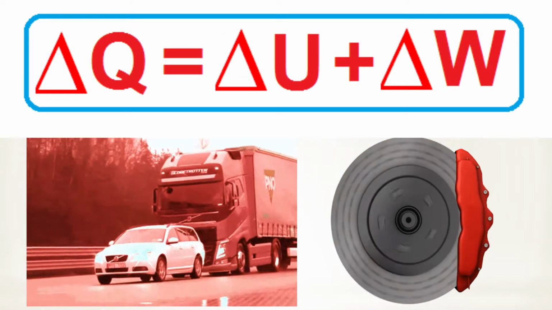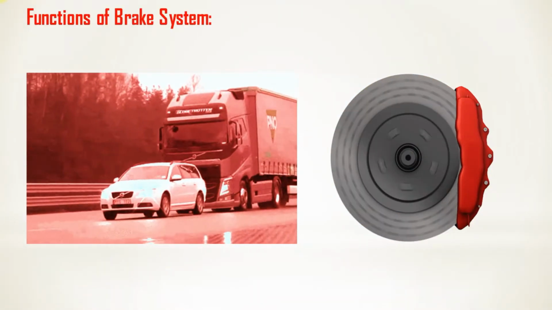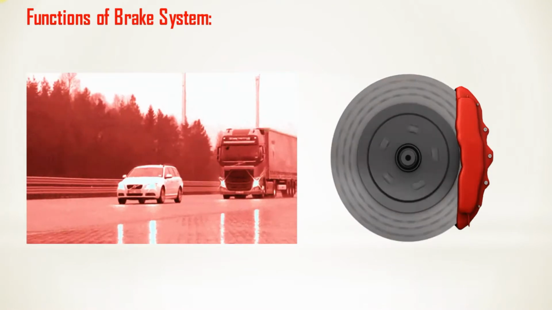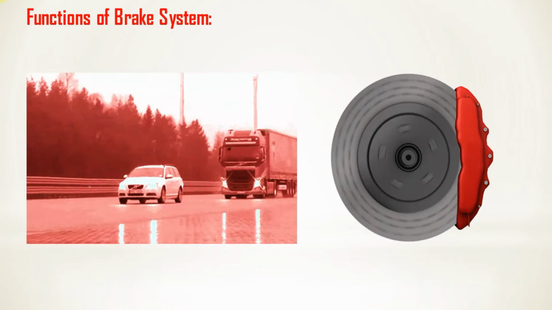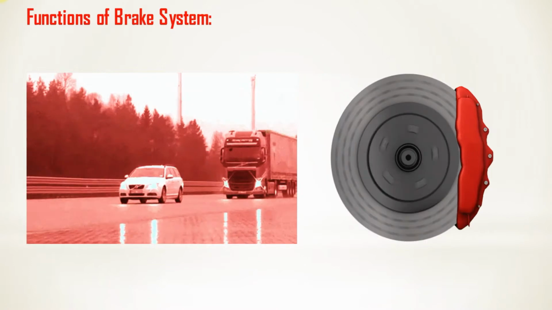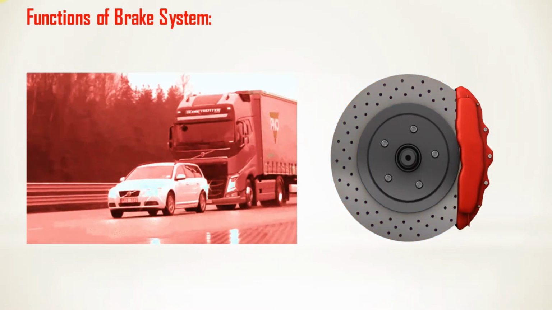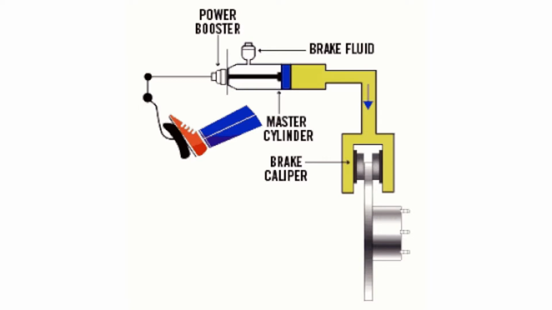So at that time this kinetic energy is converted into heat energy. This is the basic function of brake, to convert the kinetic energy into heat energy with the help of friction, and this heat energy is dissipated to the atmosphere by providing external surfaces. The brake system in an automobile can be classified into these following categories: mechanical brakes, disc brake, hydraulic brake, power assisted brake, air brake, electric brake and hand brake. So let me go through disc brake system.